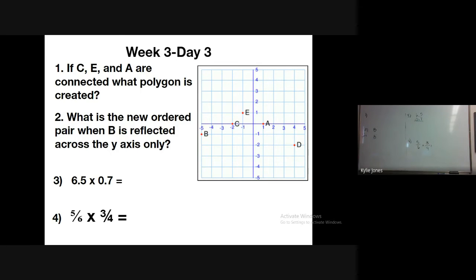Multiply for like, is it supposed to be both, or no, straight across.